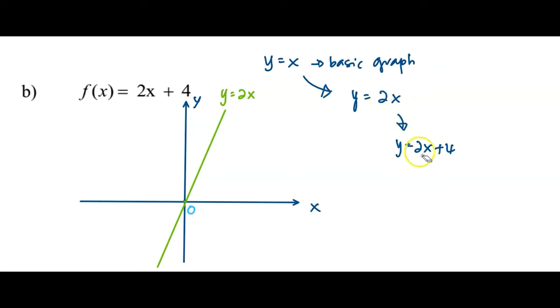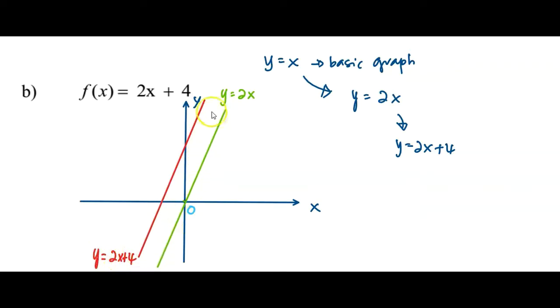Now consider y equals 2x to sketch y equals 2x plus 4. From y equals 2x, we are going to move our graph 4 units upwards, because here we have a plus 4. Meaning I'm going to move my graph of y equals 2x up by 4 units. So the graph will be like this. Now you can see I have a red line here. I will label this as y equals 2x plus 4.